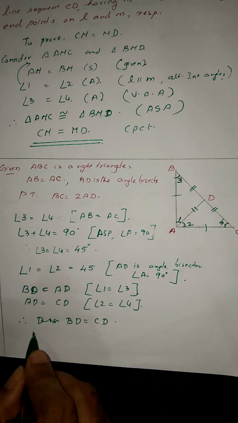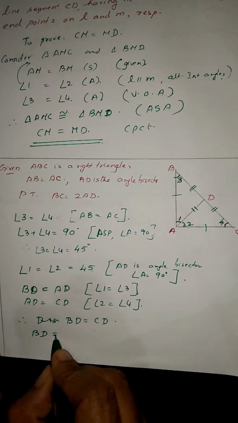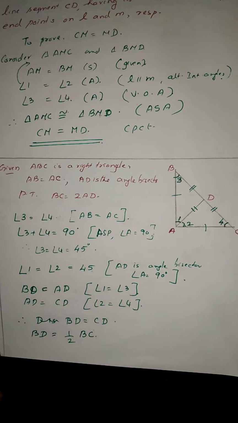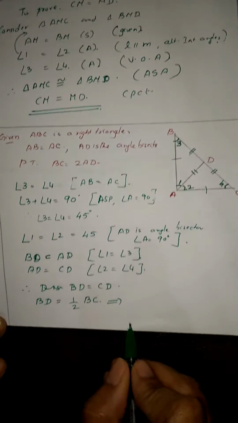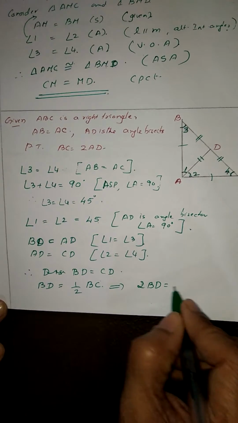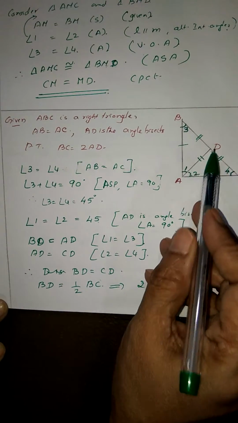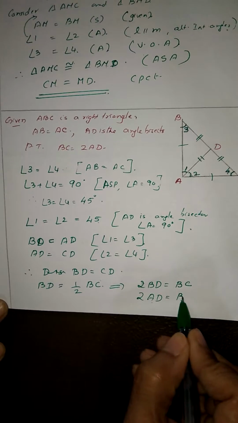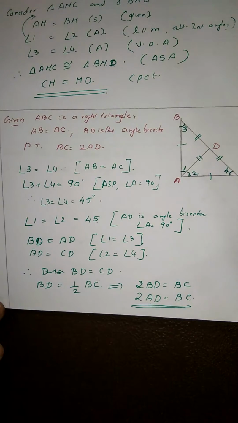Now, BD is equal to half of BC, that means twice BD is equal to BC. Instead of BD, I can write AD. So twice AD is equal to BC. That's what we have to prove: BC is equal to twice AD.